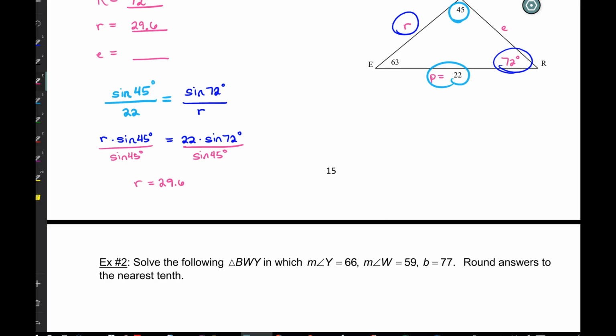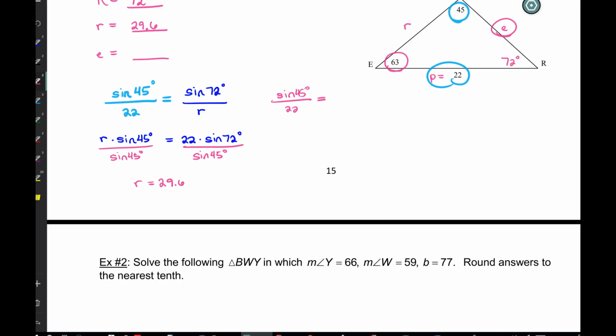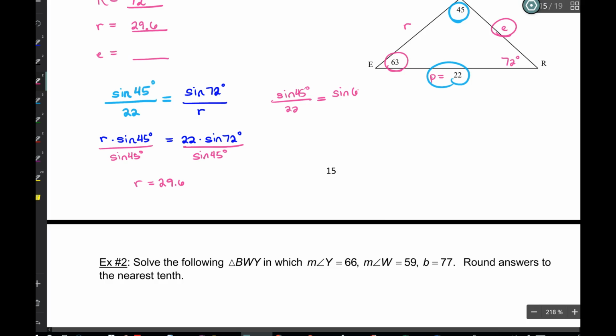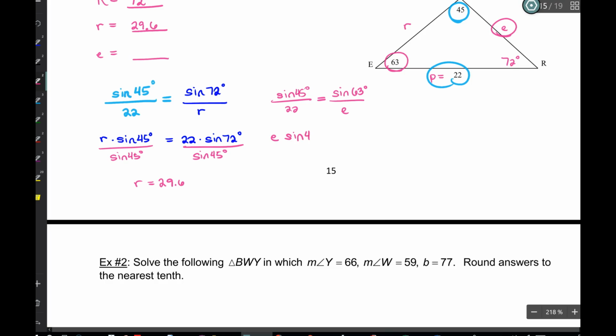Now we're going to do the exact same thing, but instead of solving for r, we're going to solve for e. So the first part, the sine of 45 degrees over 22, is going to look exactly the same. We always want to use an angle and a side that are directly opposite each other that we know. And then we're going to have sine of 63 degrees over e. And then same thing, right? We're just going to cross multiply like we did in the last one. So we have e times the sine of 45 equals 22 times the sine of 63.